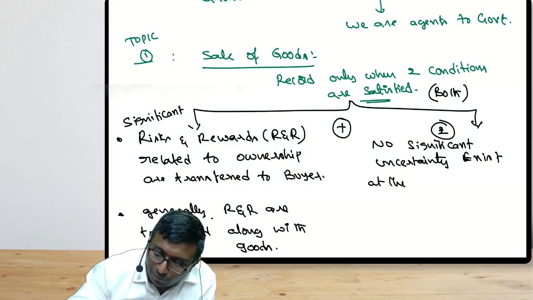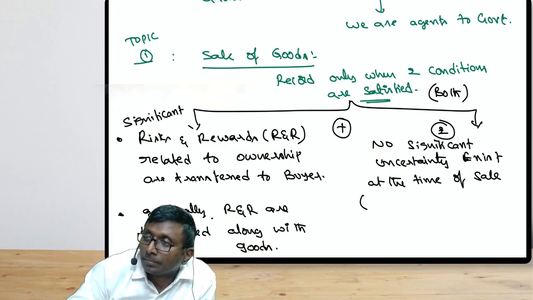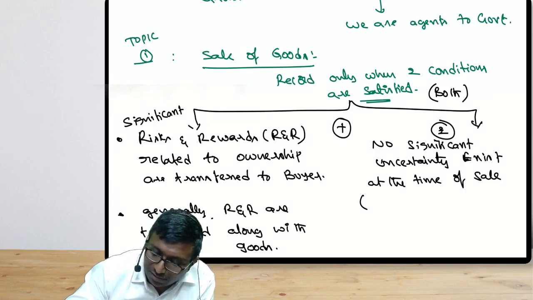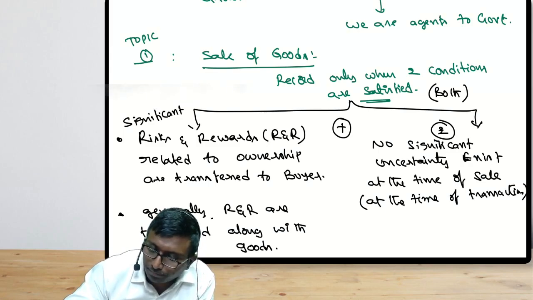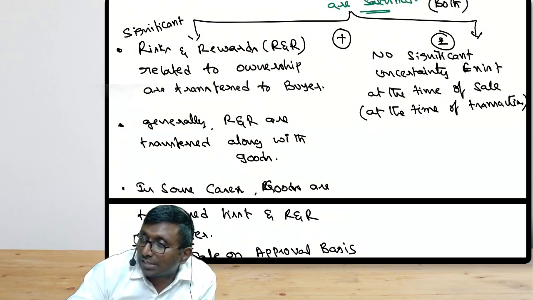At the time of sale. No significant uncertainty exists at the time of sale. Correct? Yes, at the time of sale. That is at the time of transaction, you write. No significant uncertainty at the time of transaction.